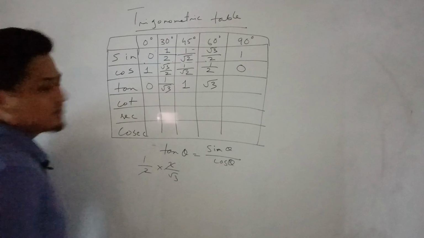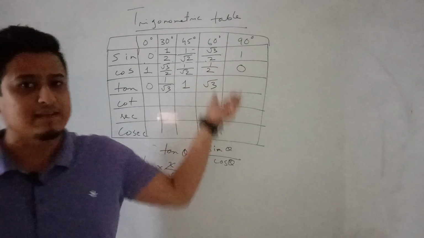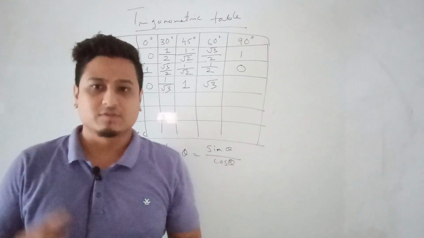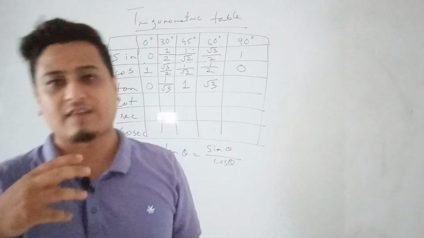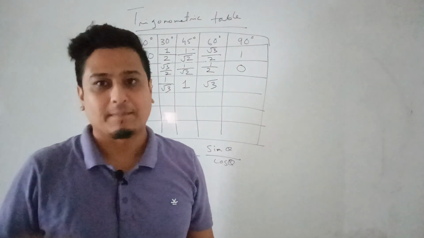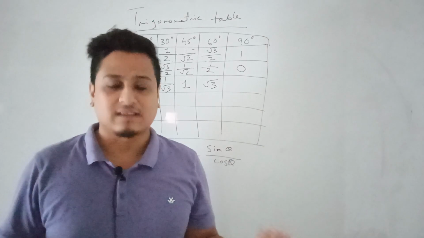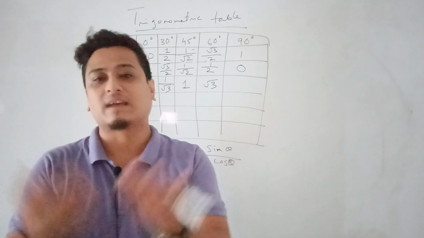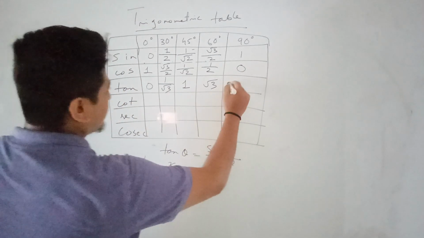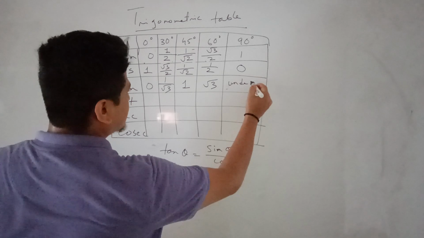And this 1 by 0: whenever we divide any number by 0, that is not possible. We call it undefined. Suppose I have 10 chocolates and I have to divide these 10 chocolates among 0 students, that means I am not dividing anything, there are no students. Does it make sense? No. So we call it undefined. There is no particular definition for this. So 1 divided by 0 is undefined.